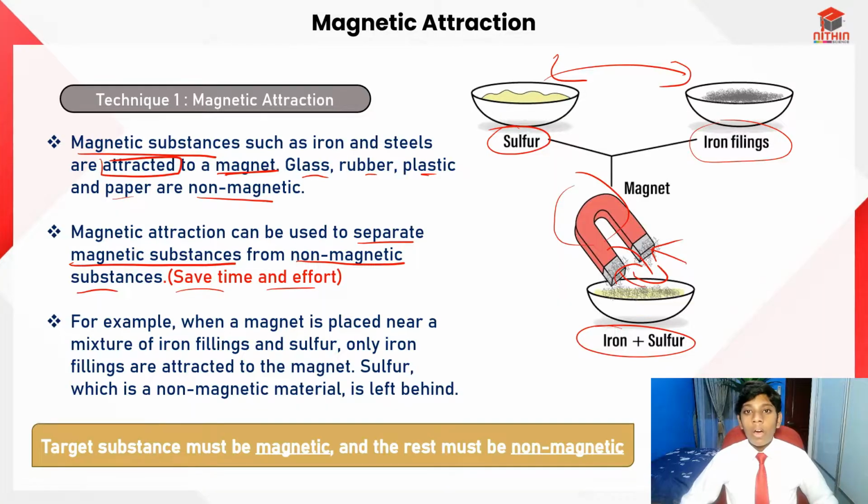Something important that you need to take note of is this yellow box. The target substance must be magnetic and the rest must be non-magnetic. Over here the target substance is the iron filings, so it is magnetic. This is the number 1 rule that you need to take note of. So let's move on.